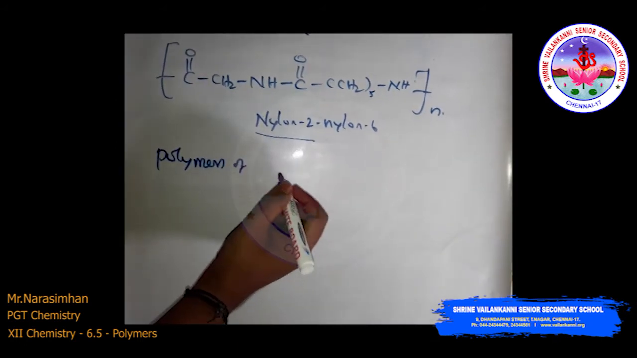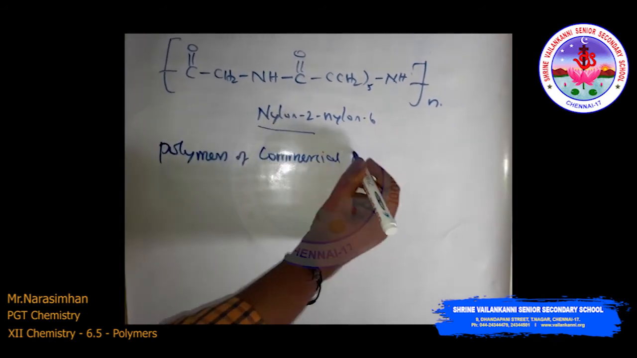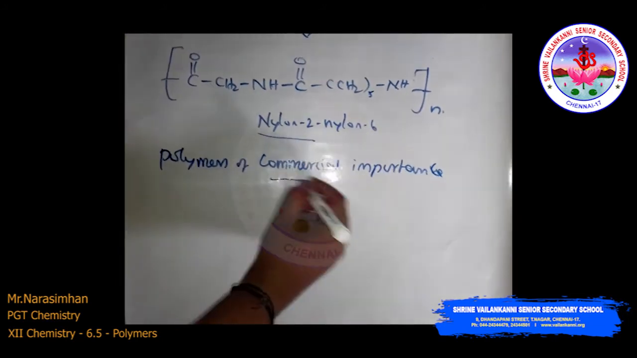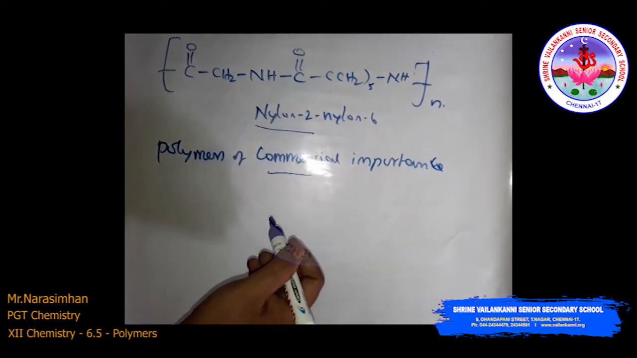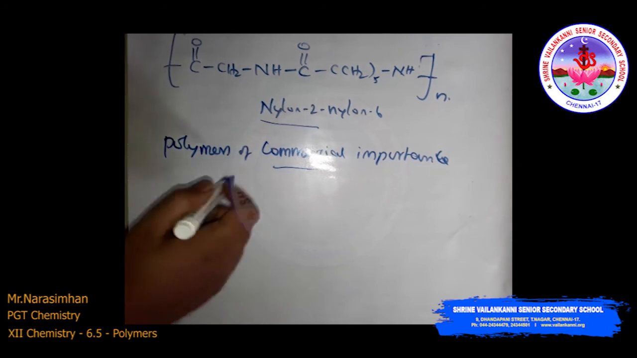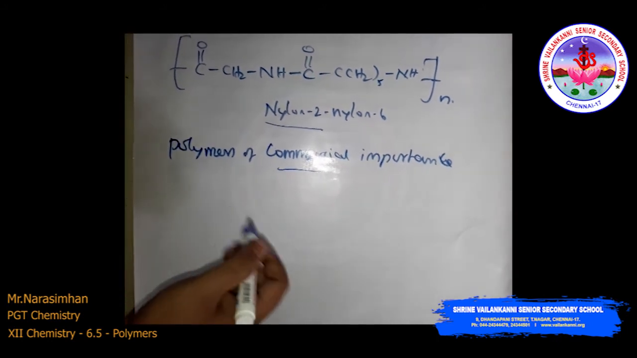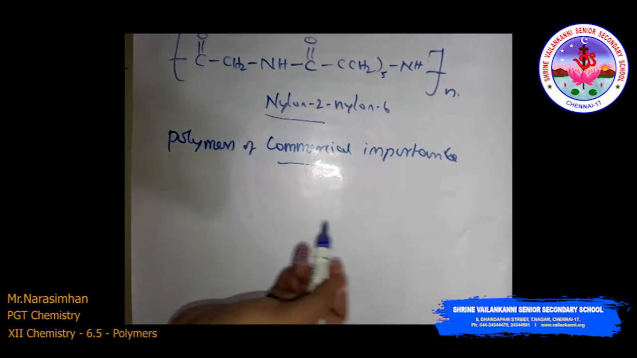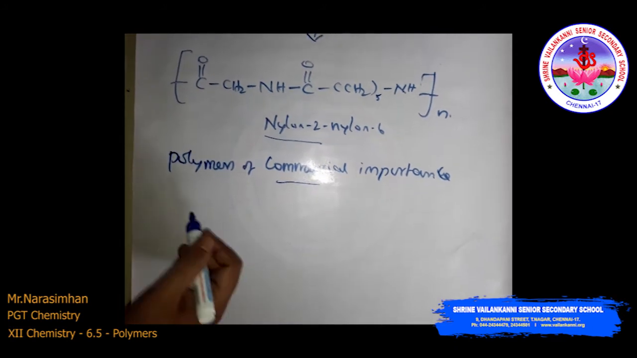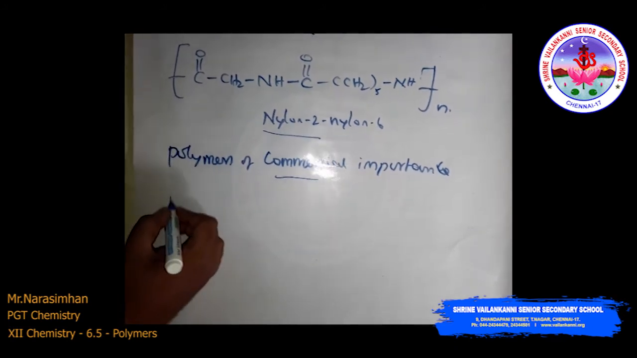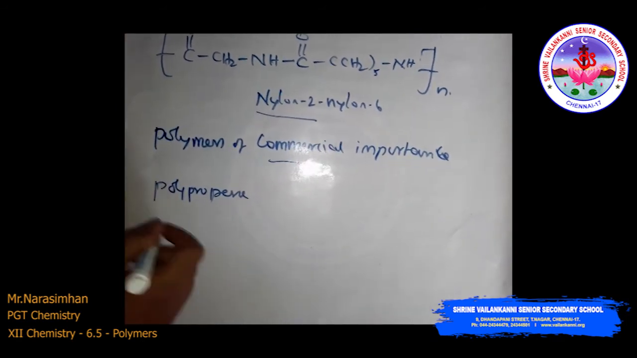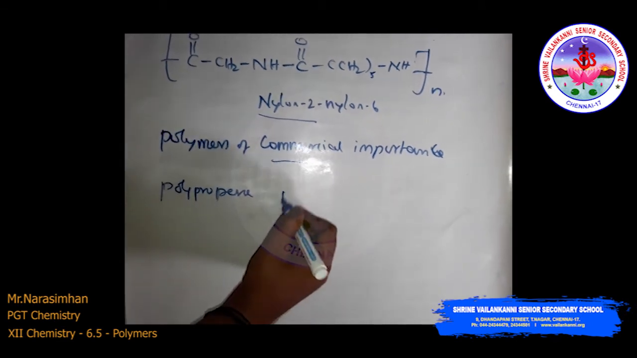Polymers of commercial importance. These are very commercially important, that means we are using these polymers in day-to-day life. I will give the polymers along with their structure and uses. First, the name of the polymer: polypropene. The monomer is propene.